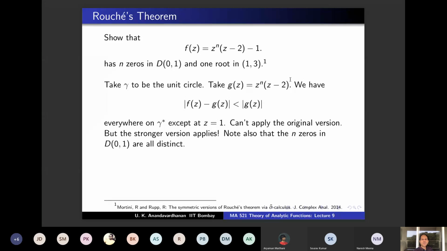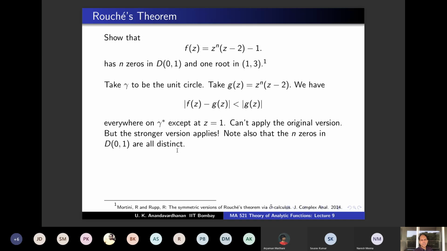And note how many zeros this has on mod z less than 1: z equal to 0, n times. And this has no zero because this zero is 2, which is outside. So this is exactly n zeros inside the open unit disk, therefore this has n zeros inside the open unit disk. You can also check that all the zeros are distinct.